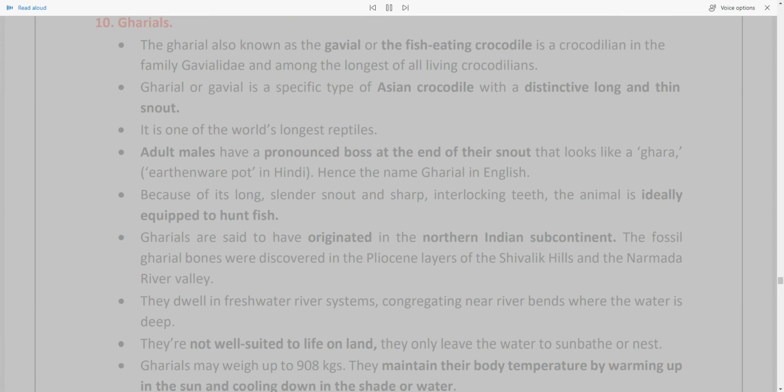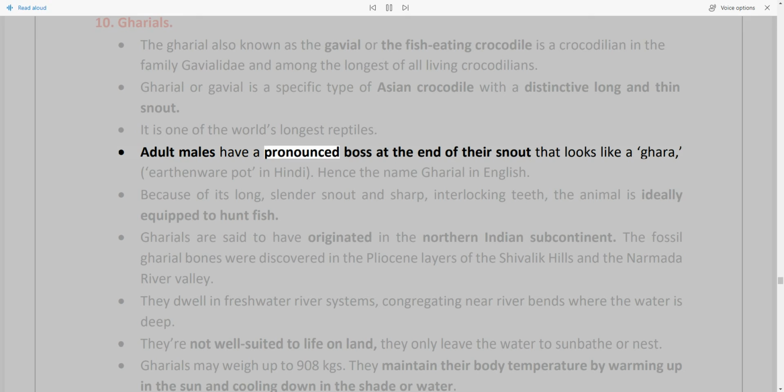10. Gharials. The gharial, also known as the gavial or the fish-eating crocodile, is a crocodilian in the family Gavialidae and among the longest of all living crocodilians. Gharial or gavial is a specific type of Asian crocodile with a distinctive long and thin snout. It is one of the world's longest reptiles.